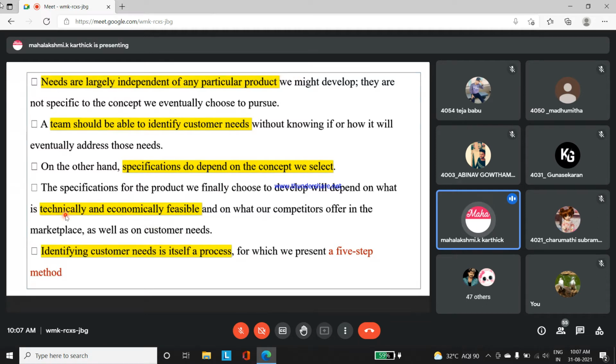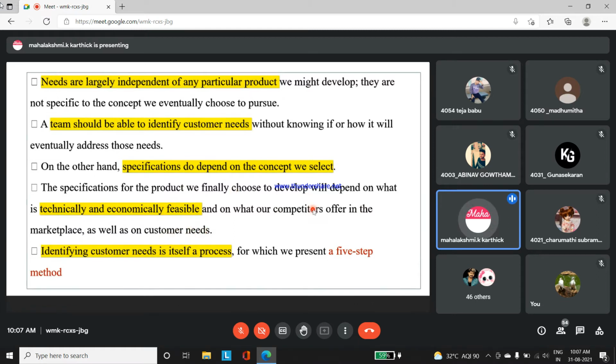You also have to implement some technical aspects, strictly going for the facts involved in the product. Is it economically feasible, and will the customer be strong enough to buy our product? Those things have to be identified, based on what our competitors offer in the marketplace as well as on the customer needs.